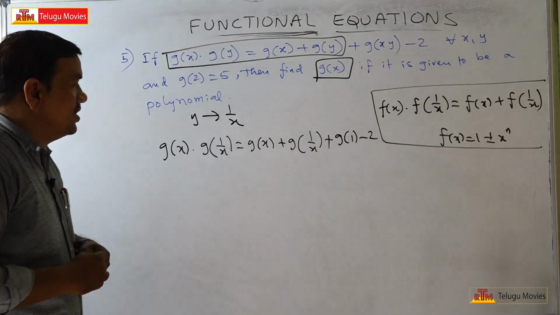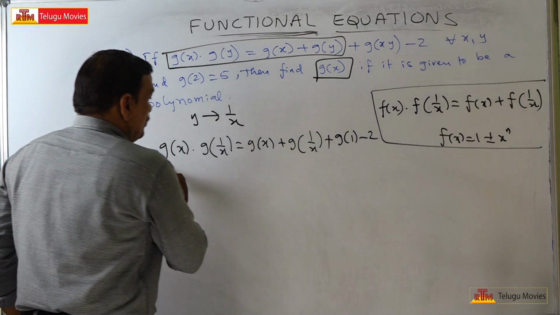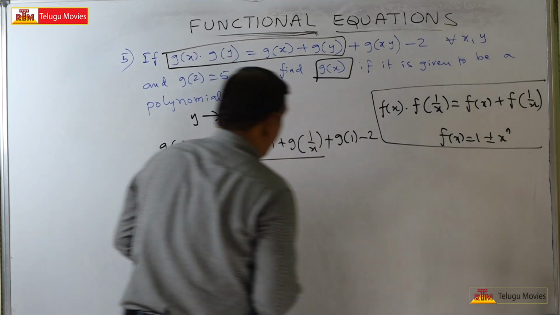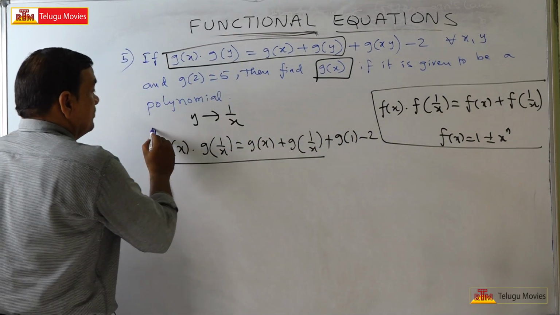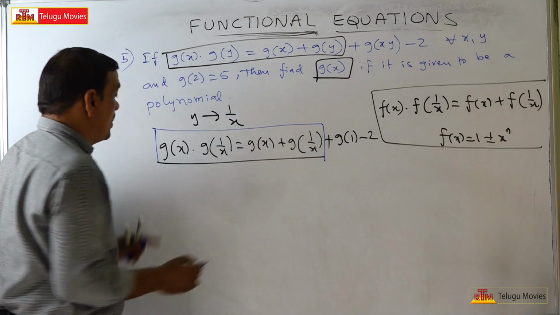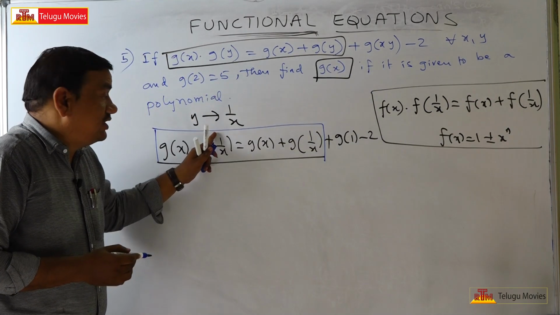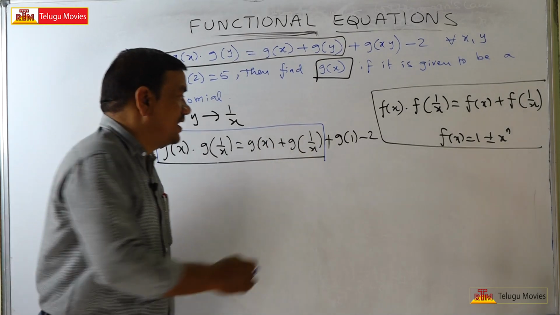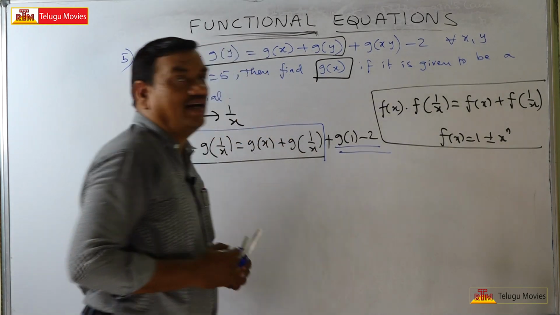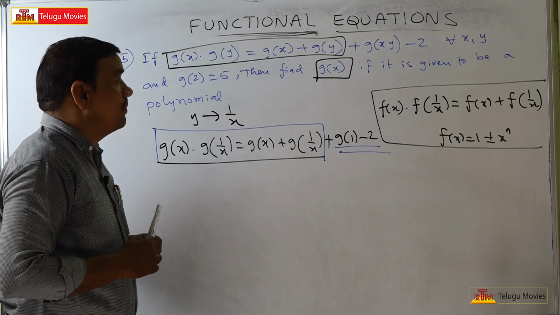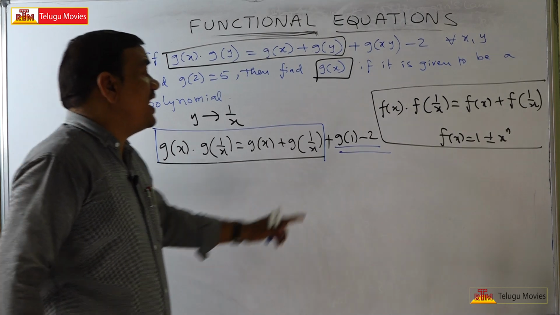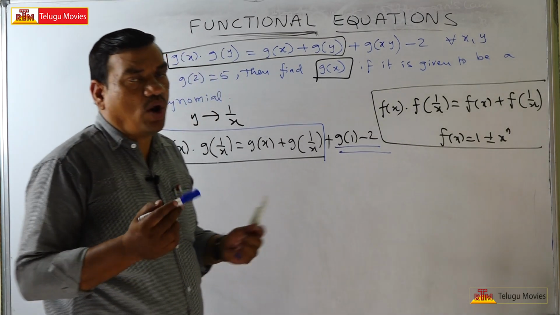Now, if you observe up to here, it is in the formula type. g of x into g of 1 by x is equal to g of x plus g of 1 by x. The additional headache for us is g of 1 minus 2. If you know the value of g of 1, the problem will be solved.